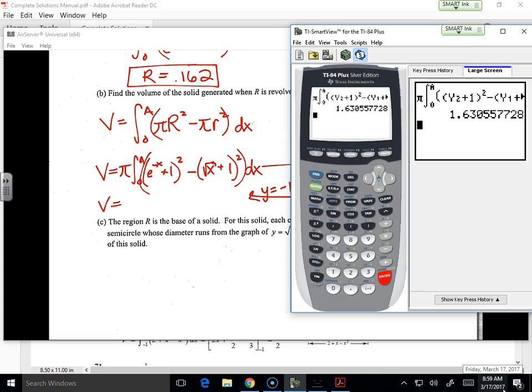It's thinking, it's thinking. Got it. And why is mine good? Because I put a pi in front. If you didn't put a pi in front, are you good yet? No. Don't forget to put your pi.